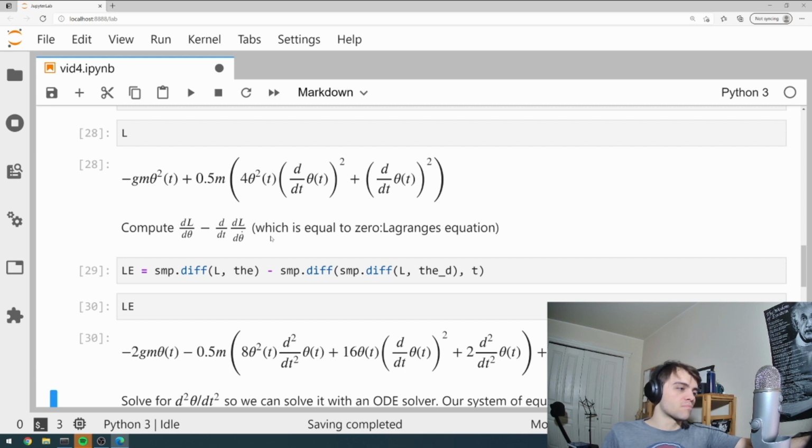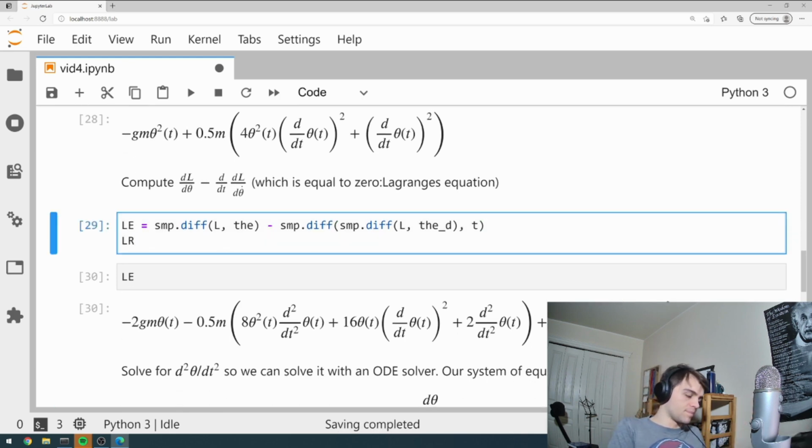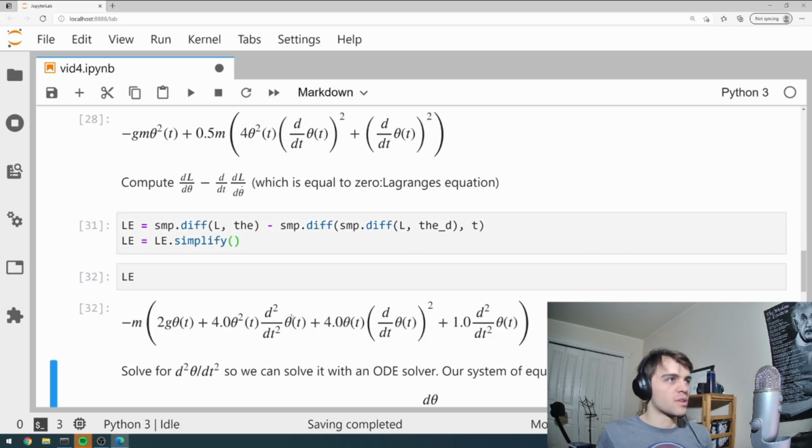So I can first simplify this. This is always handy to do in sympy. You can call this .simplify method, and it will simplify Lagrange's equation as much as it can. It looks like it didn't do too much here, and that's fine.